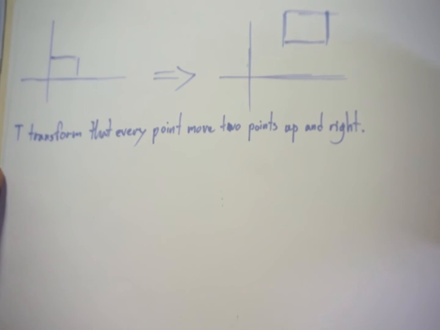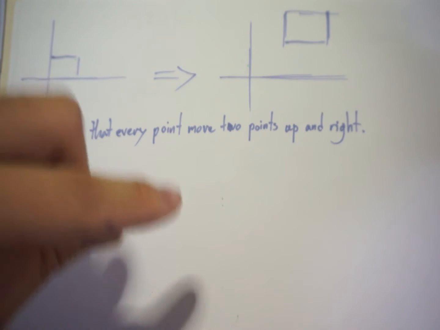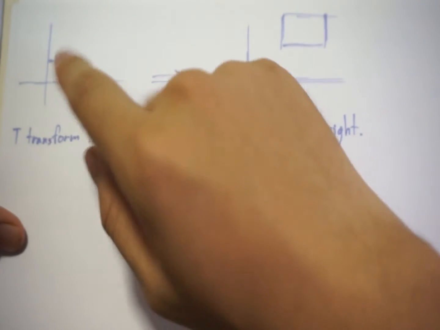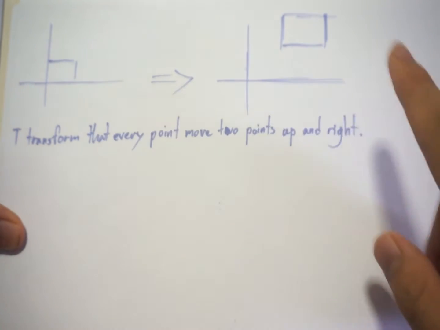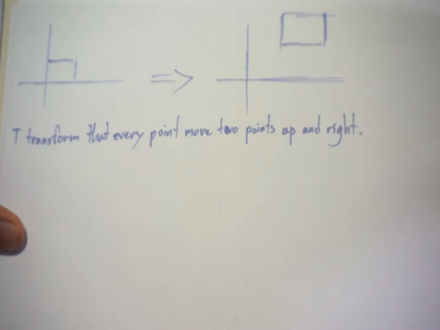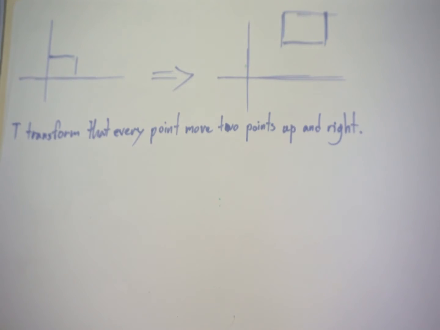In this question 1, we have that T transform that every point moves 2 points up and right. This means that from this original position, the graph moves 2 points to the right and then upward. So if we're gonna find a general form, we can use logic or examples. In this case, I'm gonna use logic.